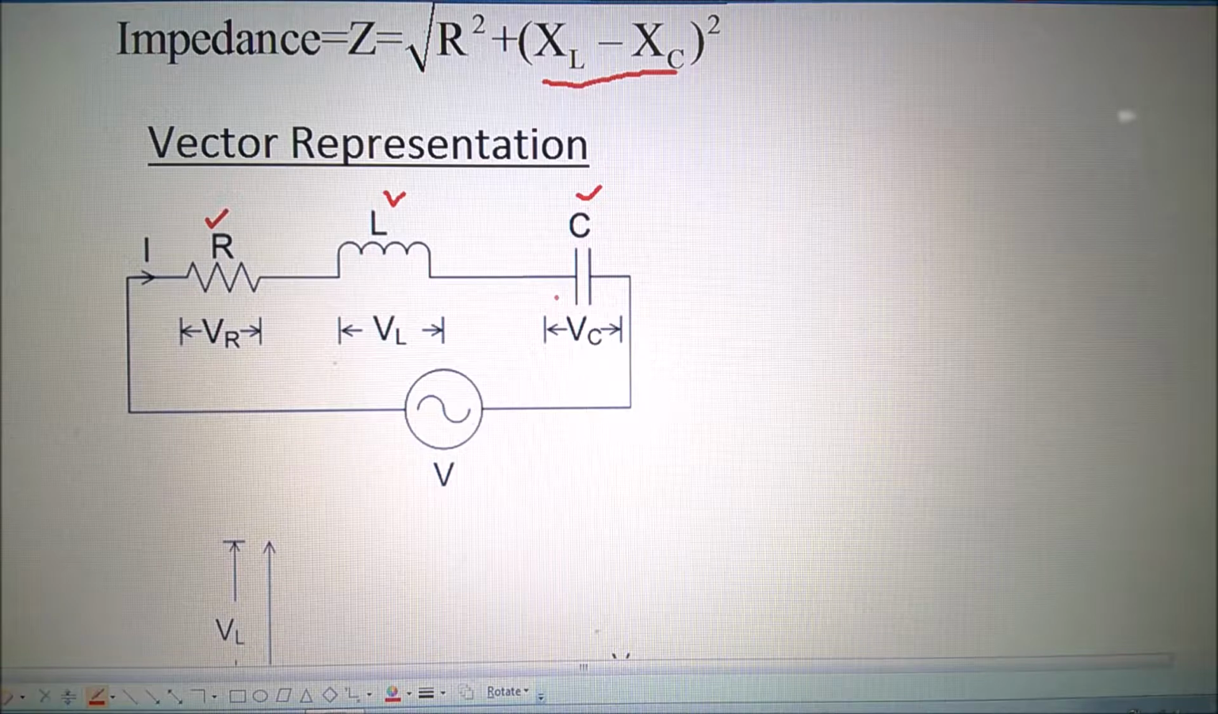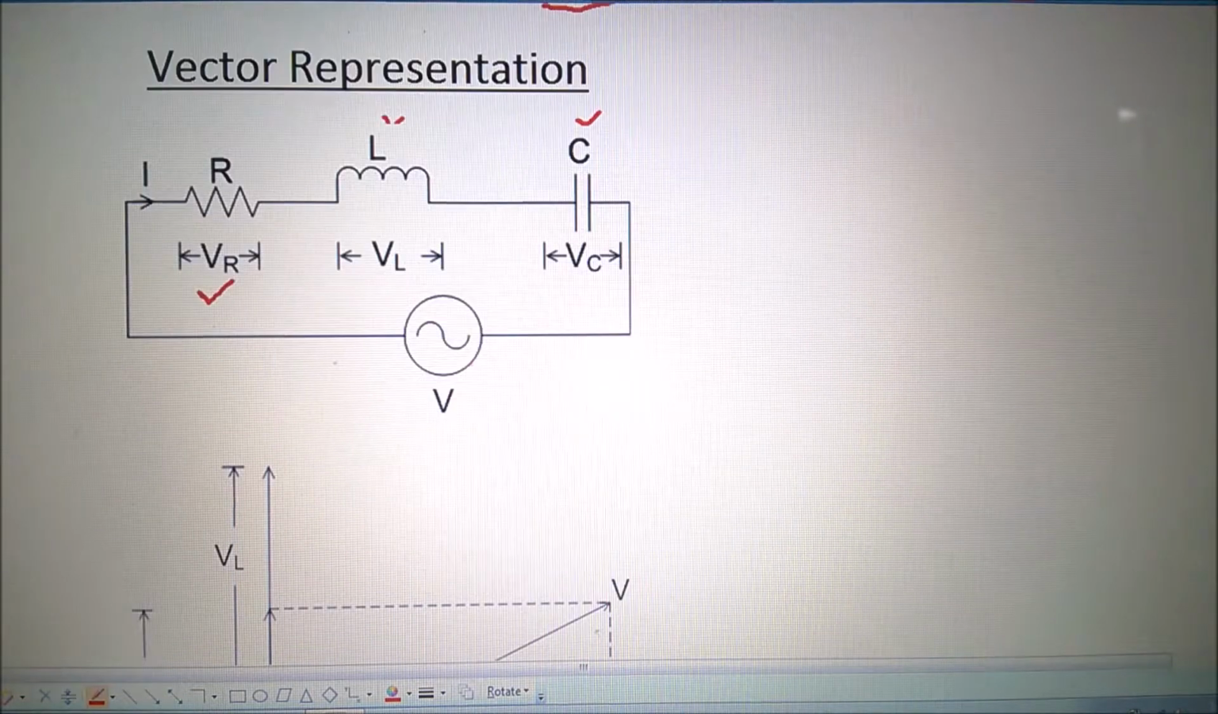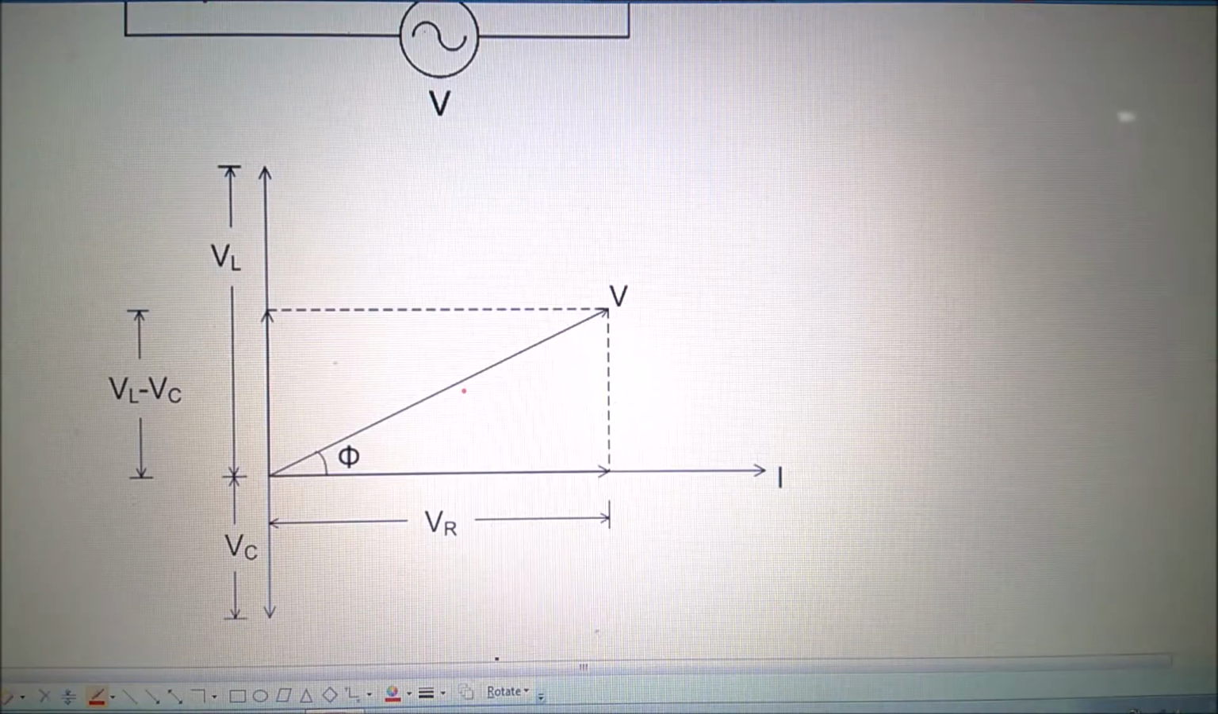You can see that first, VR will be in phase with current I. The common current is flowing through all these R, L and C. Therefore, the voltage across R is in phase with I. Therefore, I am showing here there is a VR. You can see this is the I. Therefore, it is in phase with I.